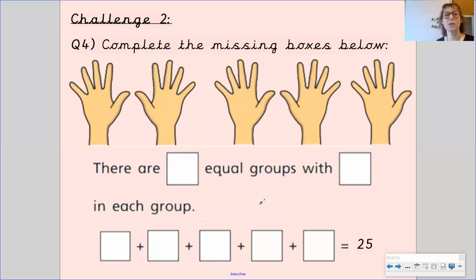And for challenge 2, question 4, we've got the same again. We've got some groups here. So how many groups? How many in each group? And can you write the very, very long repeated addition sentence?